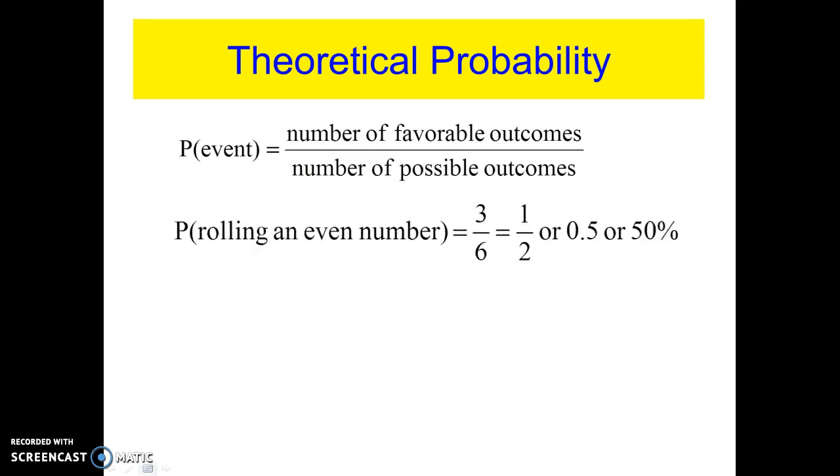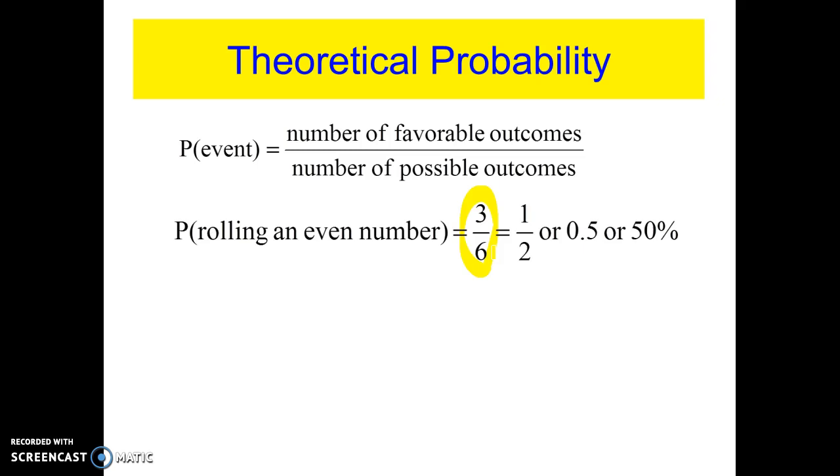So here would be an example of theoretical probability. What's the probability that you roll a dice and an even number comes up? Well, if you think about it, a dice has 6 sides. It's got 3 odd, 3 even numbers. So you have a 3 in 6 chance of an even number showing up. That reduced is 1/2, which turned into a decimal is 0.5. And if you convert that into a percent, you have a 50% chance of rolling an even number.